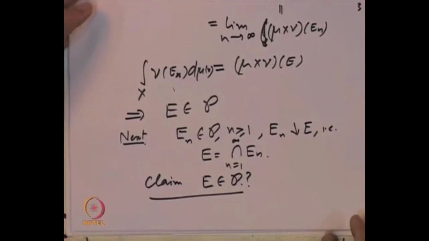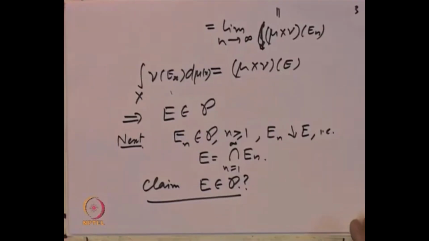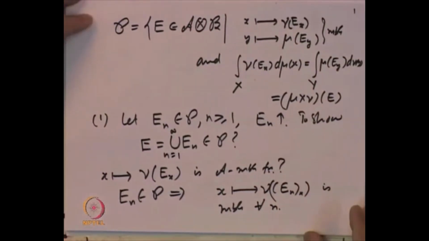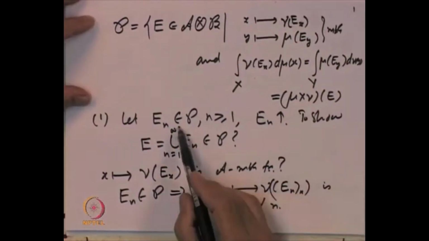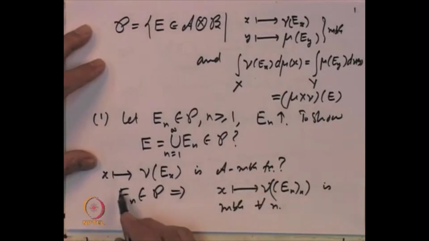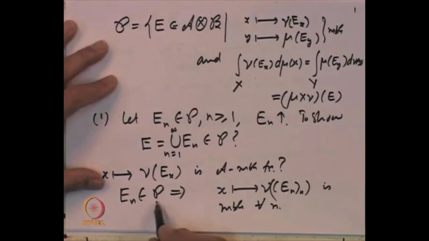So, we can try to copy the proof for the increasing case. So, let us go back to the proof of the increasing case and let us see can we carry over the proof by saying similarly. So, now we have got E n's decreasing. So, because E n's belong to P, what we said first was that this is a measurable function.